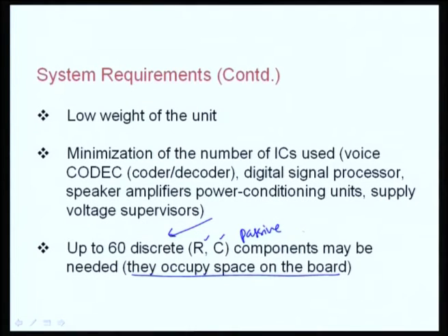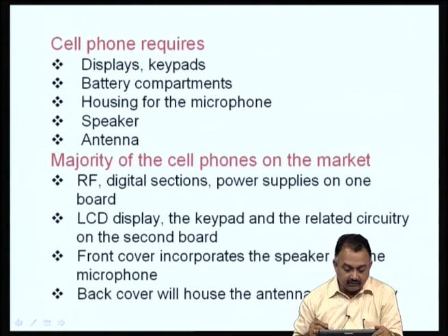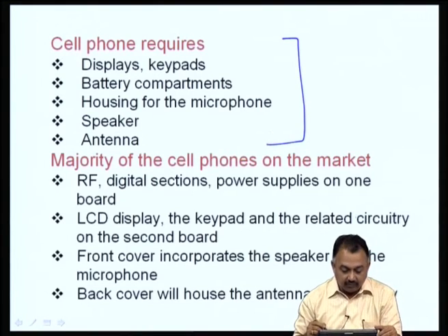Okay. So, that is a major design input that you have, and you can't do away with passive components. But later, when we talk about PWB technologies, I am going to talk about how to improve this situation by using embedded passives. Okay. Cell phone also requires displays and keyboards or keypads, battery compartments, the battery thickness should be, profile should be low, housing for the microphone, speaker, antenna, and so on. These are all very common requirements in any mobile phone.